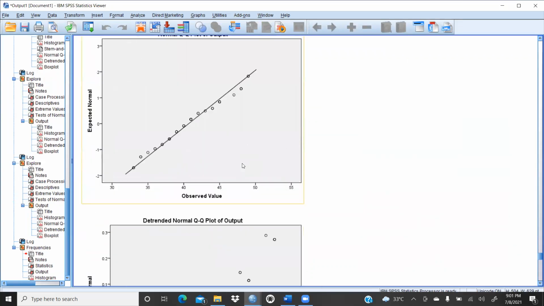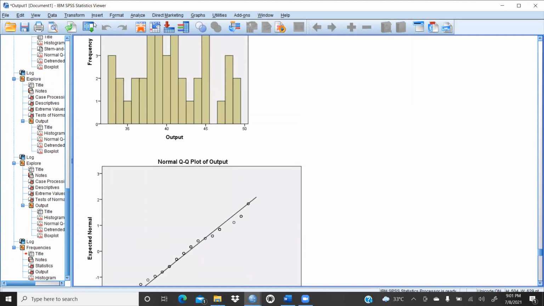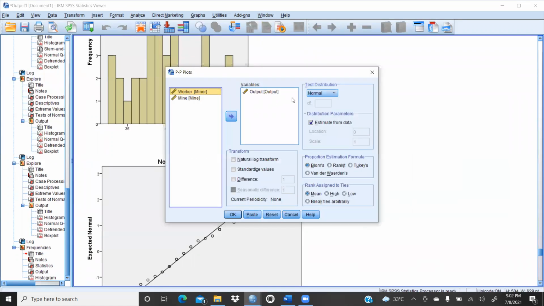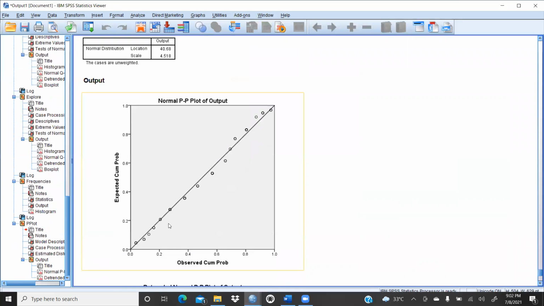Then we come to the QQ plot. I have already shown you this. And now we have to go to analyze, descriptive statistics, and the PP plot also. For this output, reset this, and again the output data is here, and then we will press OK, and we can see here this is our PP plot. This data is showing our data is normally distributed.